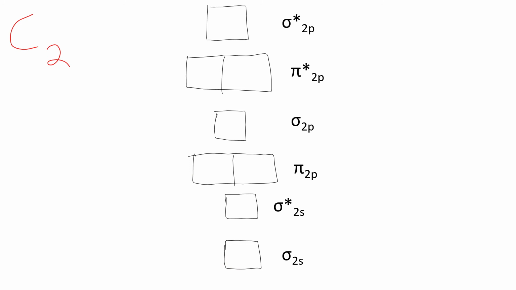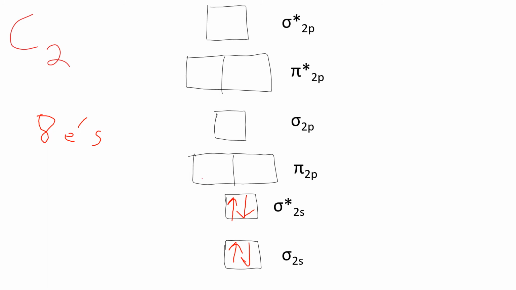As we see for C2, each carbon is going to bring 4 valence electrons in. So we're really looking at a total of 8 valence electrons that we are going to need to place for this. Again, once you have the pattern memorized, it's just a matter of filling up from lowest energy to highest energy. So the first 2 would go in the sigma 2s bonding orbital, next 2 in the sigma star 2s anti-bonding orbital, and now we're at 4.